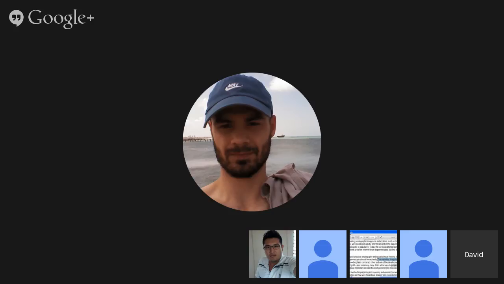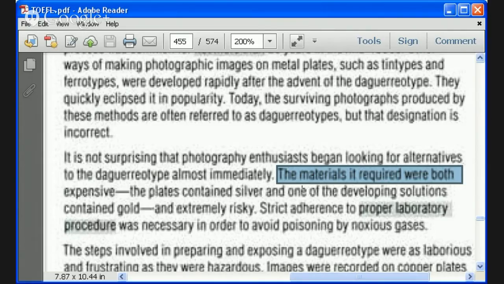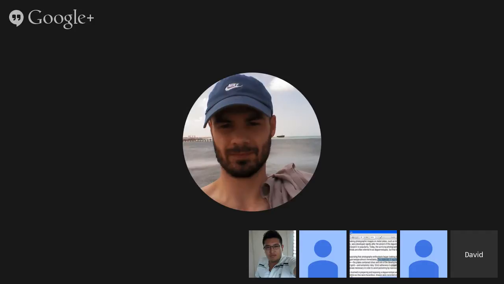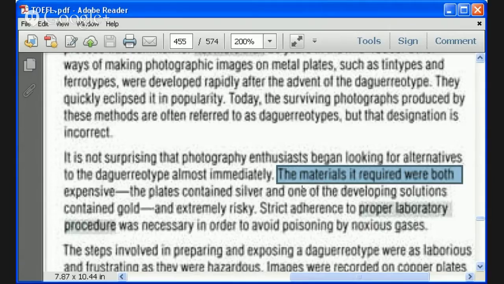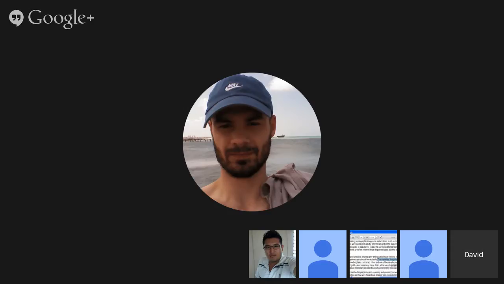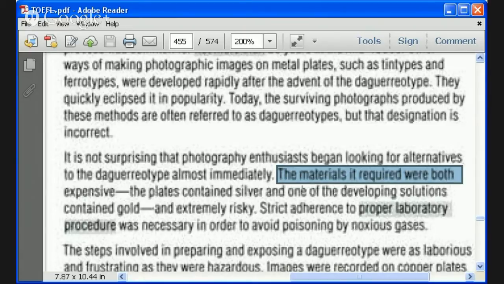The materials it required were both expensive. The plates contained silver, and one of the developing solutions contained gold, and extremely risky. Strict adherence to proper laboratory procedure was necessary in order to avoid poisoning by noxious gases. Yeah, good. Noxious gases, good pronunciation.